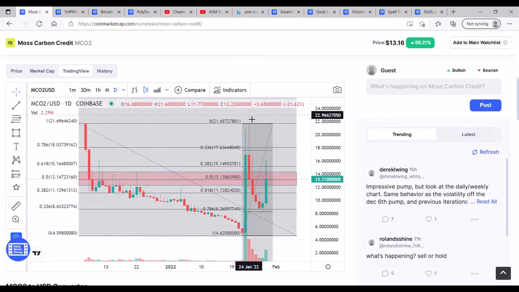From there, giant giga candle, which is probably where everyone realized that Moss Carbon existed, because it was like, wow, 360% move over 2 days. And then from that move, we tailed right back to the 786 and we've just started going again.